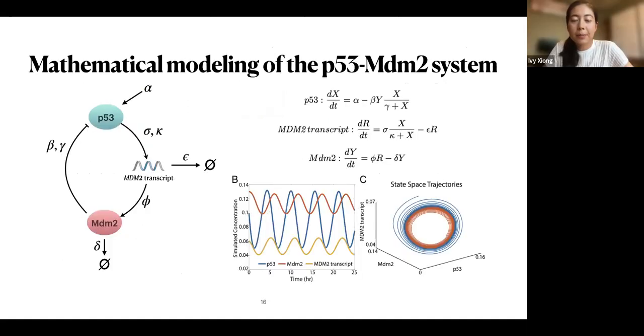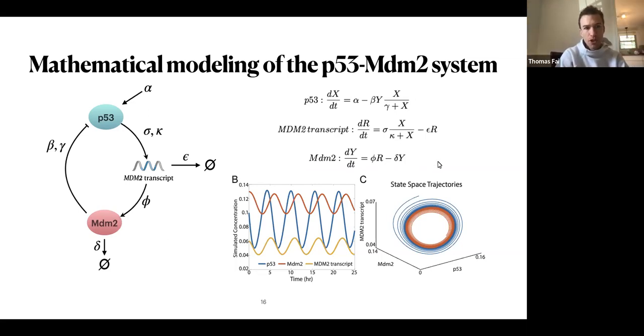Yeah. So here I'm using MDM2 in the main model, but the other targets are actually the same. The only difference is, for example, P21 does not feed back on P53. So like in the paper, I singled out target genes that do not feed back into P53, but they have the same form. I see. So you parameterized those in the same manner.